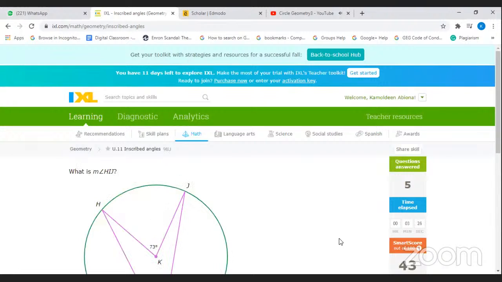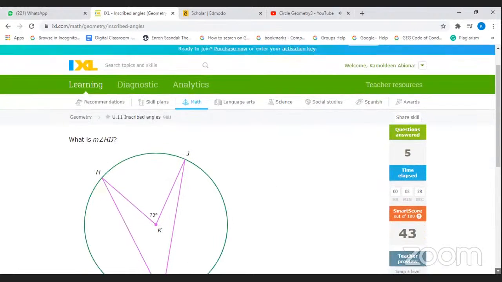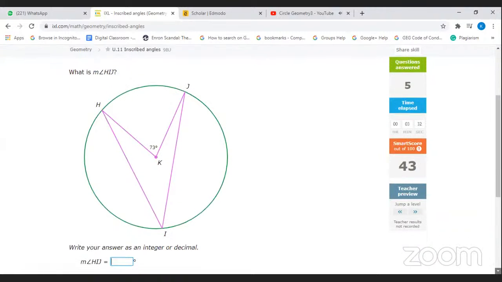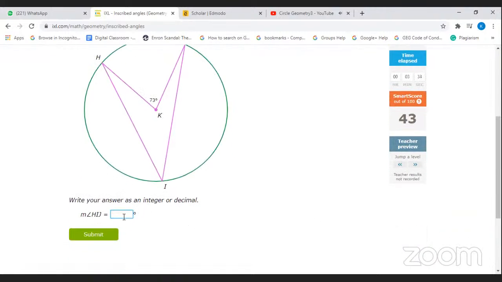So I'm trying to see if we can get to a particular theorem, the third theorem. So this is 146. Sorry, it's not 146. Half of 73. That would be what? 36.5.